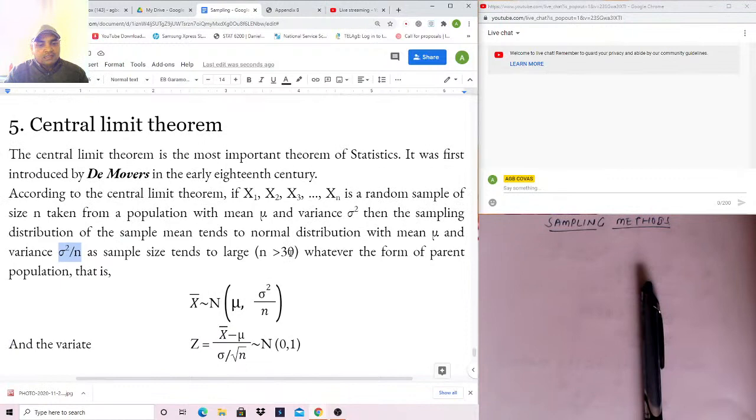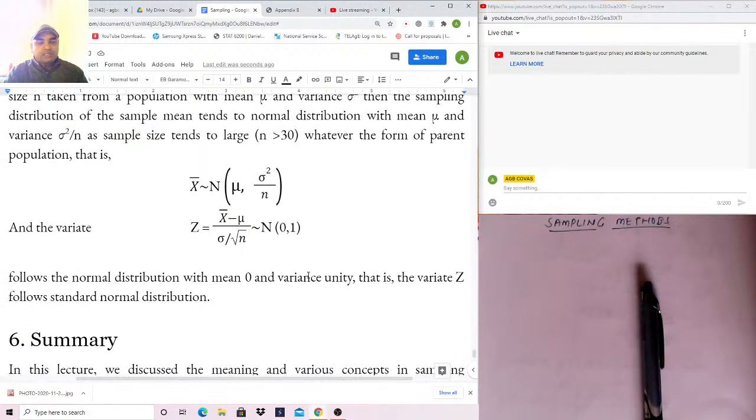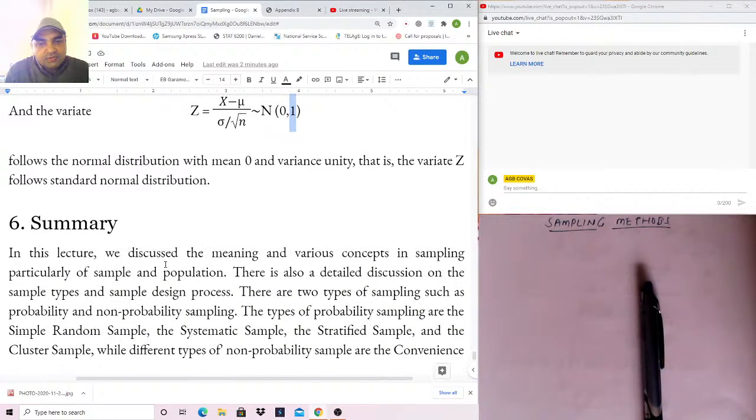As the sample size tends to be large, that is n greater than 30, whatever the form of the parent population, whether the parent population is normal or not, take out samples from the population and the means of those samples will follow a normal distribution with mean mu and standard deviation sigma upon root n. And its variate, if we calculate the z score, that is the sample mean minus the population parameter divided by the standard deviation, which will be sigma upon root n in this case, will also follow a normal distribution with mean 0 and variance unity. That is, the variate z follows the standard normal distribution.